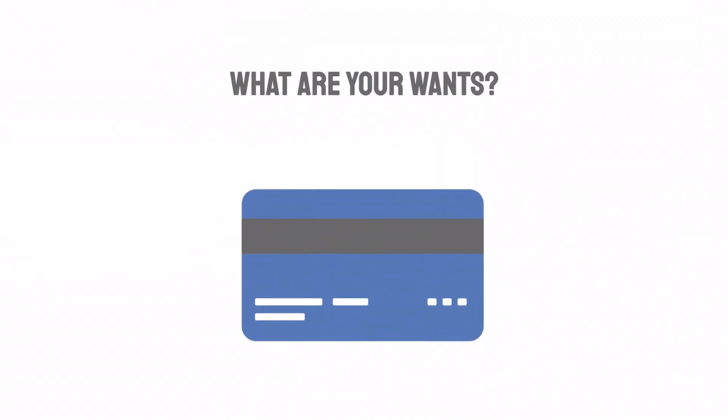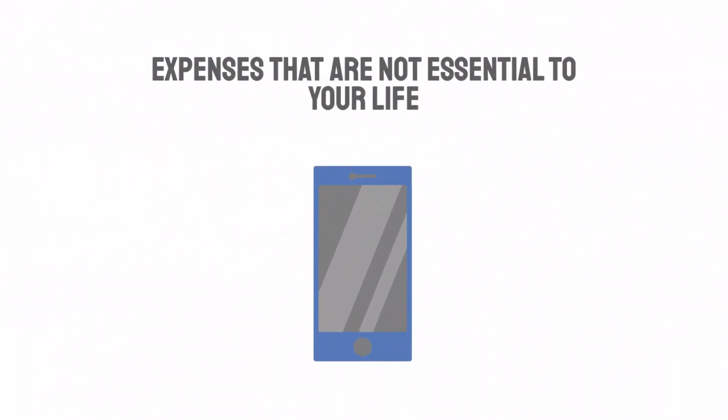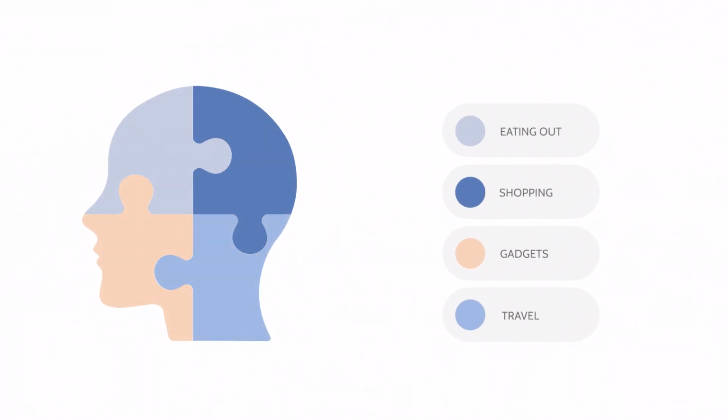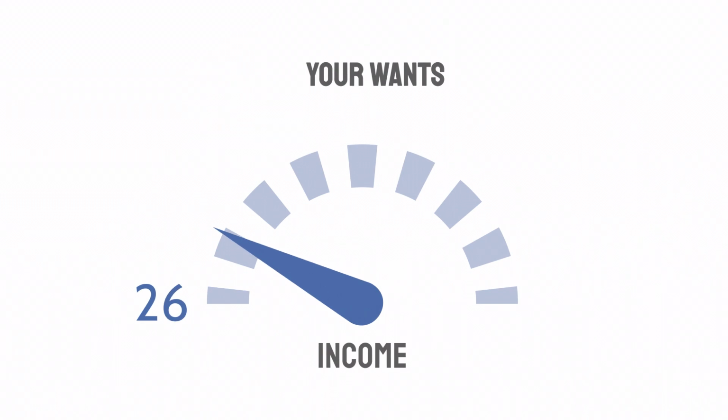The third step in this process would be to identify what your wants are. The wants are those expenses that don't affect your day-to-day life. Nevertheless, they can improve your quality of life and make you happy. They include things like eating out, shopping, gadgets, and travel. At the end of the month, your wants should not exceed 30% of your income.